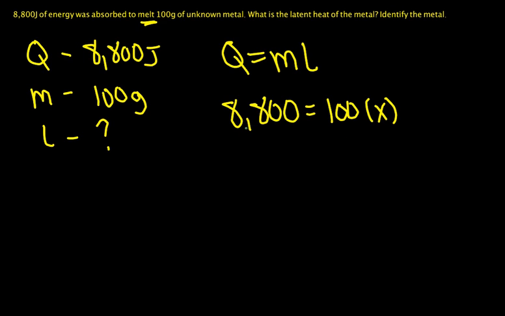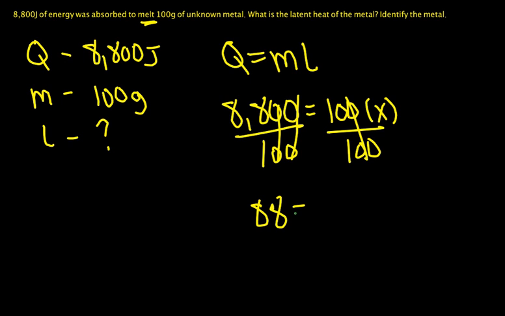So 8800 equals 100 times X. 100 times X is 100X. So I divide by 100 to get X by itself. 100 cancels out some zeros. So 88 is X. And we said it's the latent heat of fusion. So latent heat of fusion is 88 joules per gram.